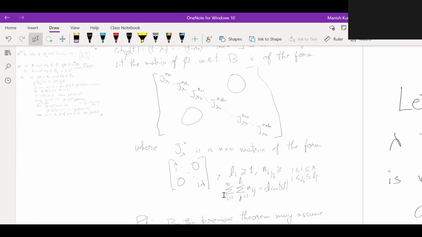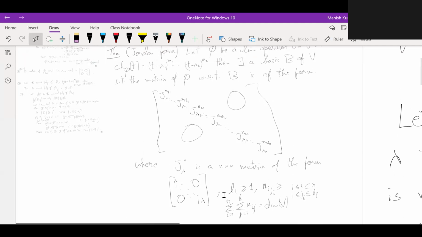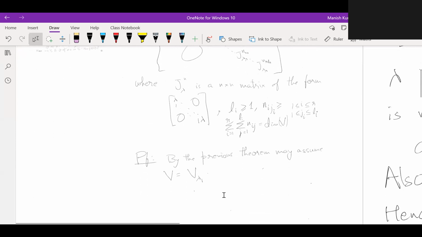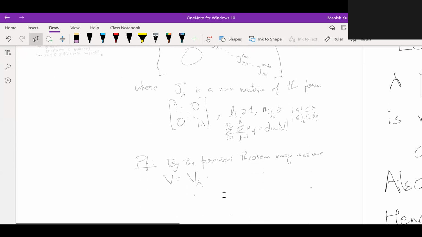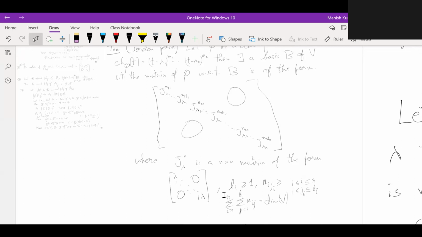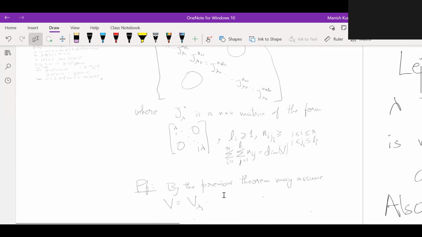Do you have anything to ask before we start the proof of Jordan form? No? Okay, then let's start. So maybe this reduction is okay. Of course, we know that it is going to be block diagonal by the previous theorem.